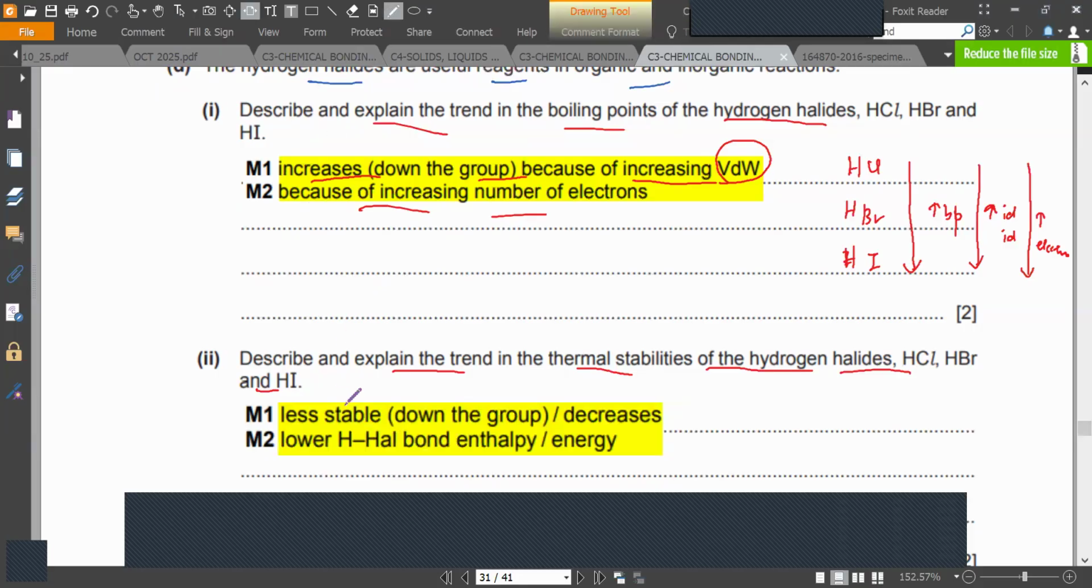Okay, so it will be less stable down the group. Why? Because of lower bond energy. We'll try to explain this.